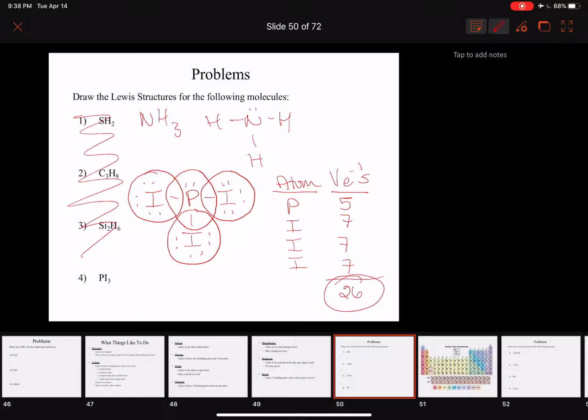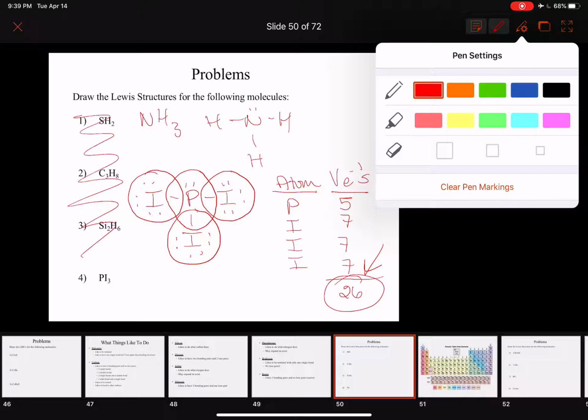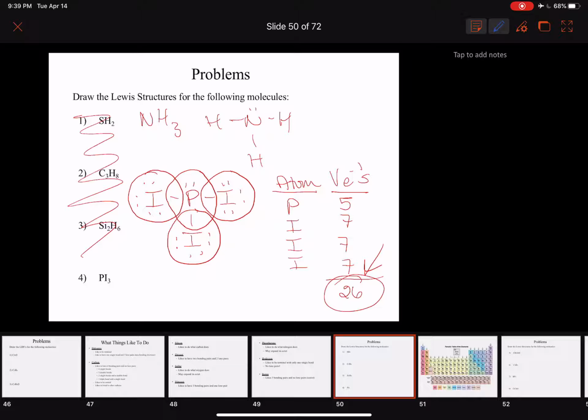So everybody has an octet, so that rule has been followed, and now we need to count up and make sure that we have 26 valence electrons. So let's just count around. 2, 4, 6, 8, 10, 12, 14, 16, 18, 20, 22, 24, and 26. Ding, ding, ding, ding. Everybody has an octet. We've used up the exact number of valence electrons we had available.